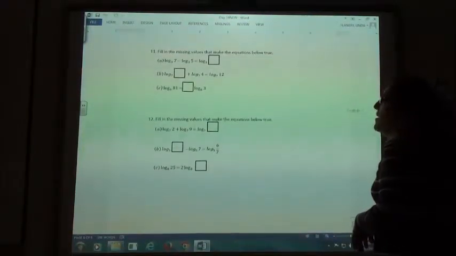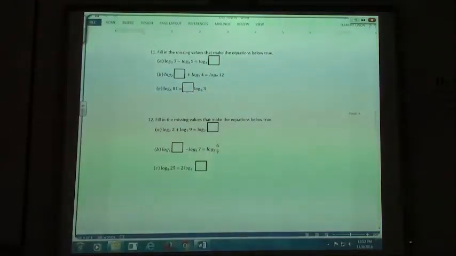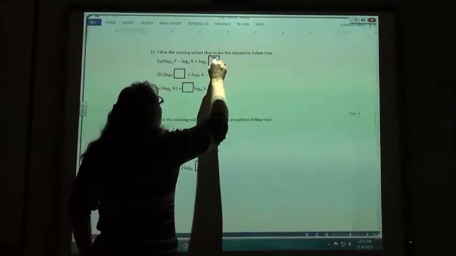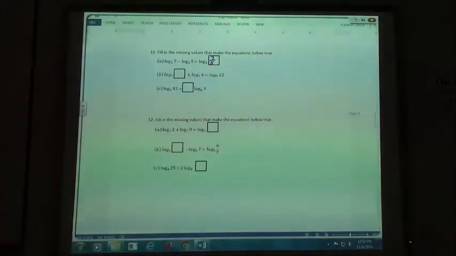So, number 11, it says the log base 3 of 7 minus the log base 3 of 5 equals the log base 3 of what? 7 over 5. And write small to get it in the box. So, when I subtract logarithms, I divide. Log base 7 of what, plus the log base 7 of 4, would give me the log base 7 of 12?